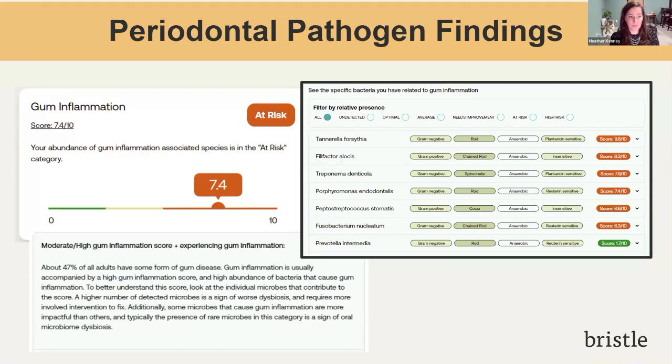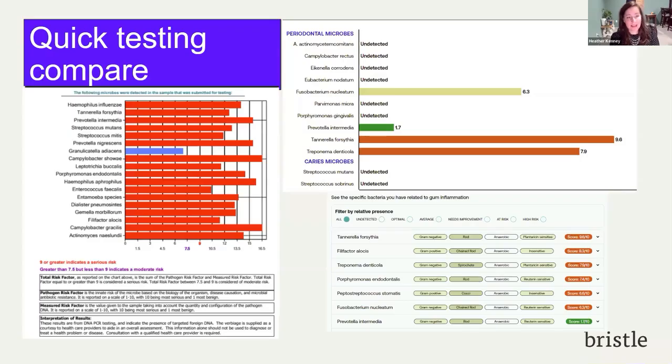But here are the pathogens close up, to really understand which ones were actually within his oral microbiome driving his gum inflammation score to that 7.4. And then here, for those of you who are using different tests, this is a little bit of a comparison. I had to pull some of the other tests. We do test for most of these pathogens. They might just be in different scores, so you can find them in our tests. They did correlate with each other.